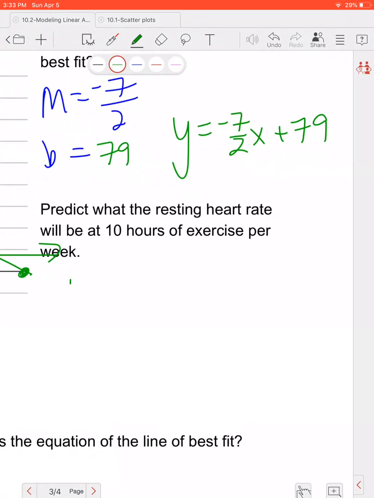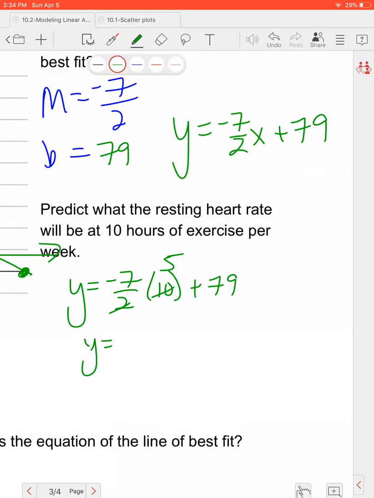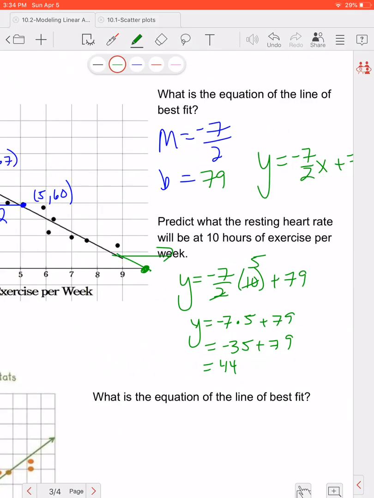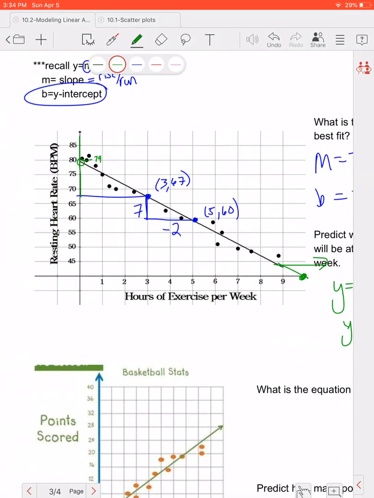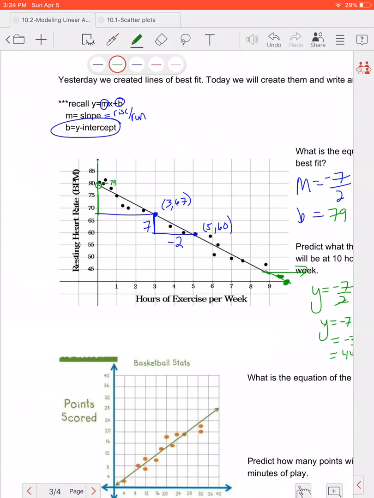So I'm going to plug 10 in for x. I'm going to have y equals -7/2 times 10 plus 79. Now if I just reduce this, 2 goes into 10 5 times. So then what I'm going to have is y equals -7 times 5 plus 79. And if I do -7 times 5, that's -35 plus 79. And when I do that, I get 44, which works in our pattern here, okay? It would be somewhere right below here, okay? Now it might not work perfectly, but that's why it's a line of best fit.